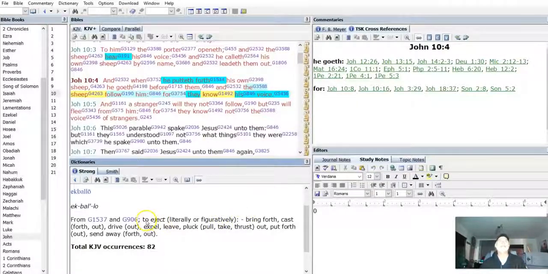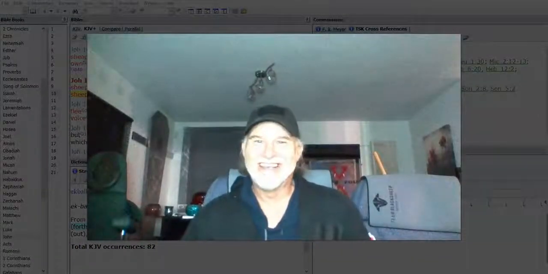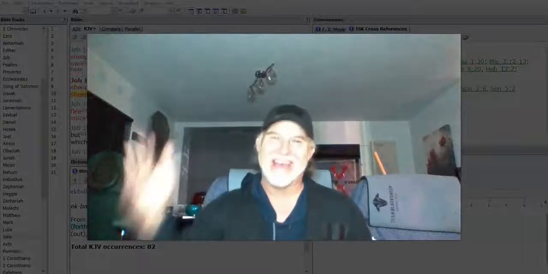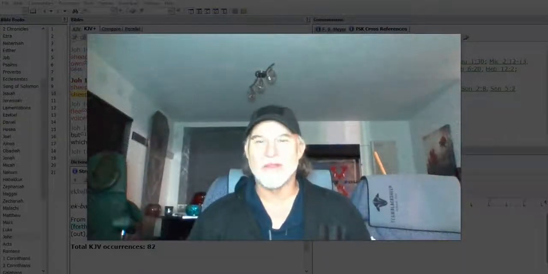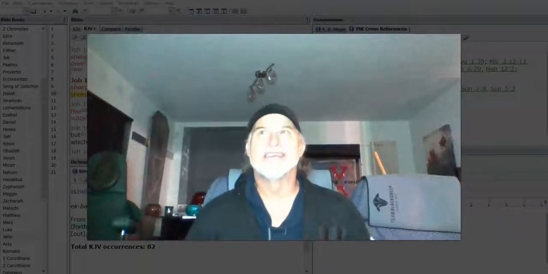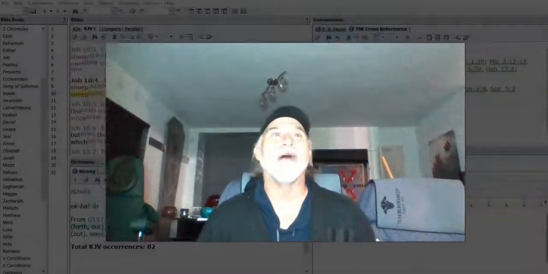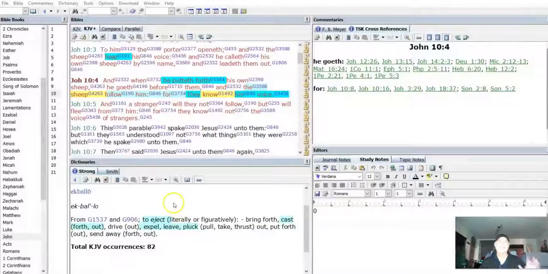Ready? It means to eject, literally or figuratively, to cast forth and cast out, and to drive out, expel, leave. Okay, so what's he doing? He's putting his own sheep out. Of where? The door of heaven. Into where? The earth. What do you think Adam is? Oh, Adam was the first man as Christ's representative.